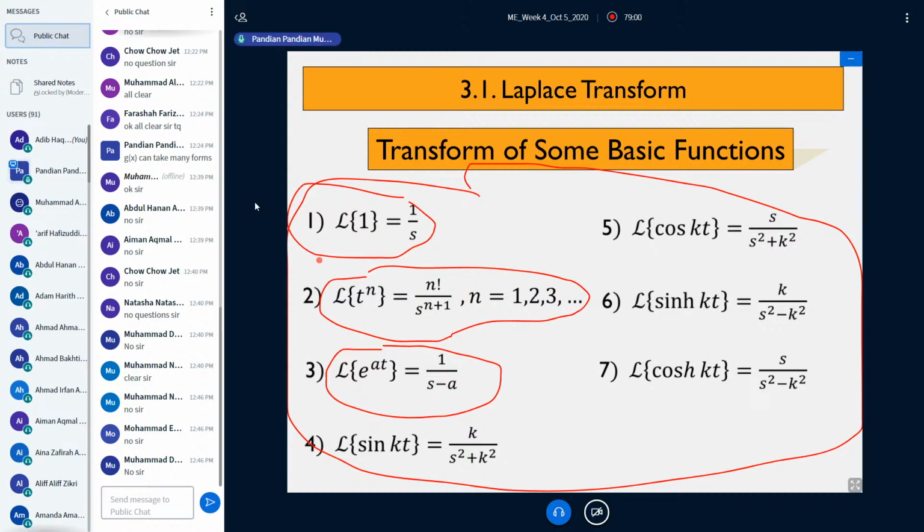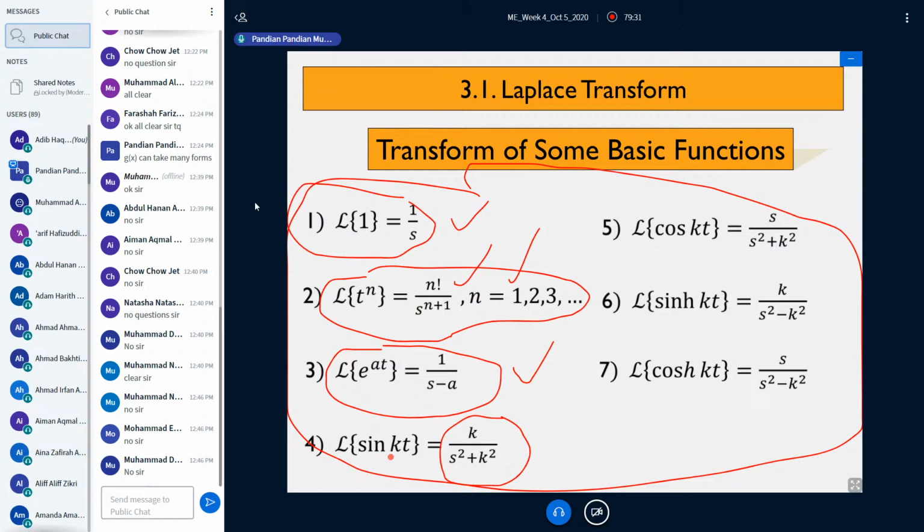We already showed 1, and t power 1, we already showed. For t power 1, 1 factorial is 1, s power 2. So we already showed this for n equals 1. If you don't believe, you can try for n equals 2. And this one we also already showed. And this one you can show in your free time as an exercise.